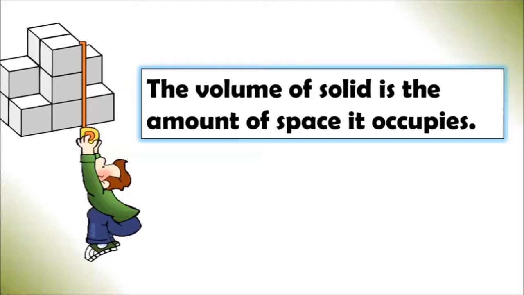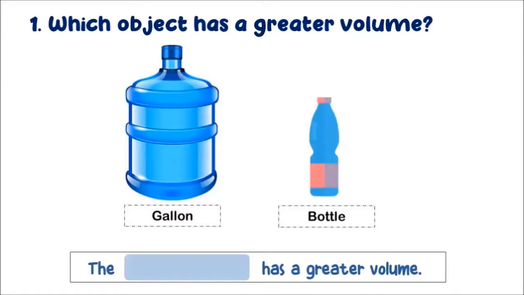Do you understand about volume? And now, let's do it together. Number 1. Which object has a greater volume? Greater means the same as bigger. So, you choose gallon or bottle. Yes, of course. The gallon has a greater volume.